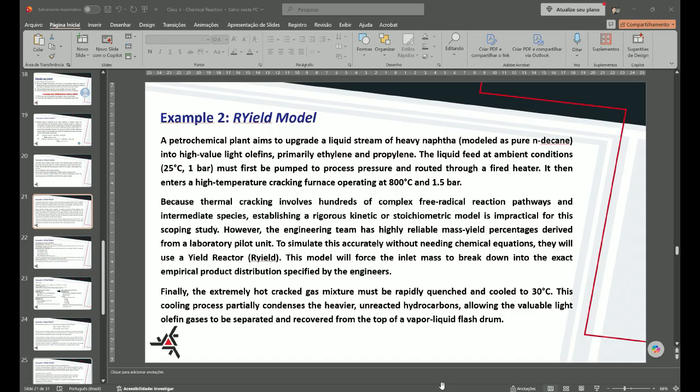This cooling process partially condenses the heavier unreacted hydrocarbons, allowing the available light olefin gases to be separated and recovered from the top of a vapor-liquid flash drum. Okay, we are not going to simulate this flash drum because it's an operation that we are going to learn in the next class. After this model, we are going to concentrate on the reactor here and also the pump and heater operations, to remember the content of our last class.